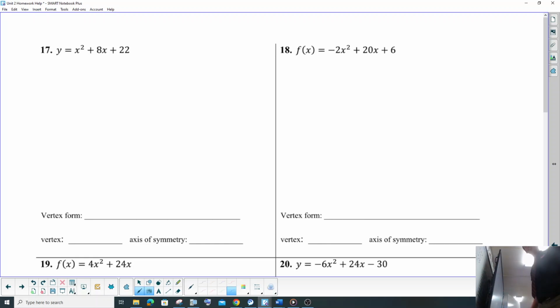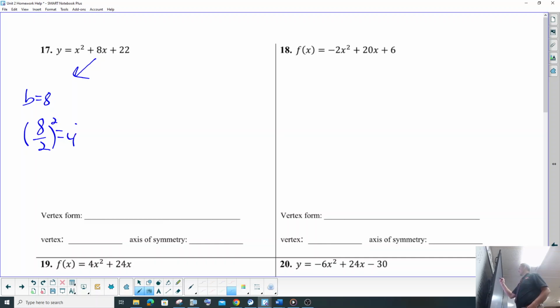Pause me, try it on your own. There's no point unless you're trying on your own. Okay, so we'll take the b value, which is 8. So take the 8, divide by 2, and square it. So we get 8 divided by 2 is 4. 4 squared is 16. So now we go y equals x squared plus 8x.